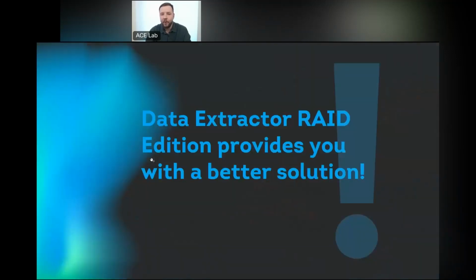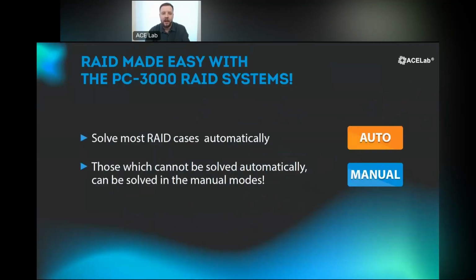But of course, today I will not talk about the conventional approach. I will show you how to use Data Extractor RAID Edition to get results more easily. In a RAID system, we usually use two approaches. You can also use the conventional approach. There are tools, there are multi-hex editors and so on, but usually we use two approaches, the automatic and the manual, or it's better to say semi-automatic. I will tell you later why I think semi-automatic is a better name for this mode.